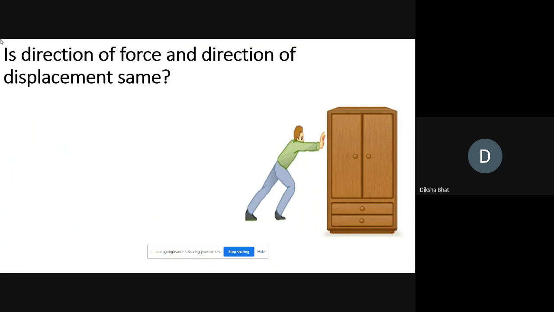and you will find that as you are applying force on the cupboard, the direction of displacement is also in the forward direction. So when you are applying force in the forward direction, it is getting displaced in the forward direction. So over here, the direction of force and direction of displacement are the same. Now let us take another example.